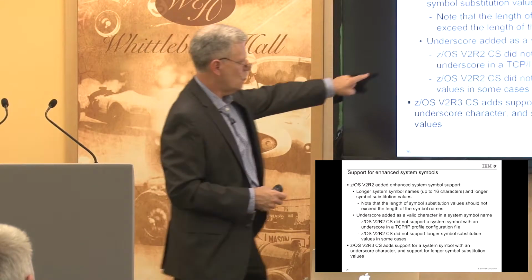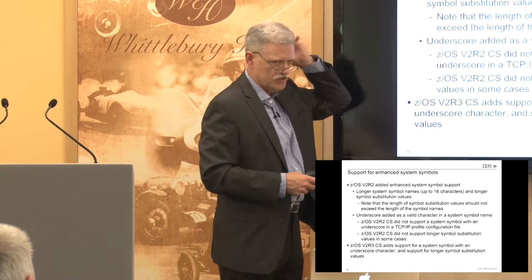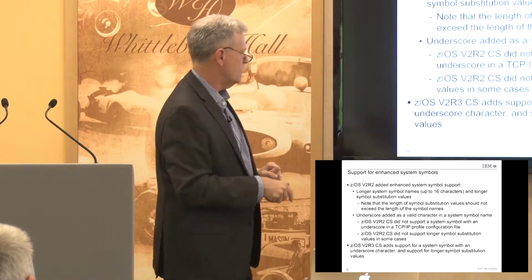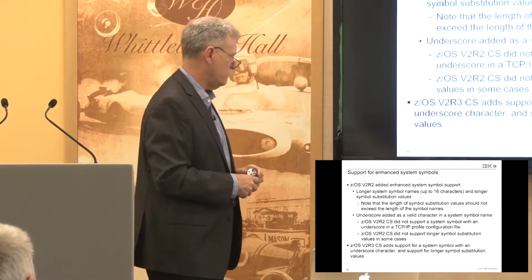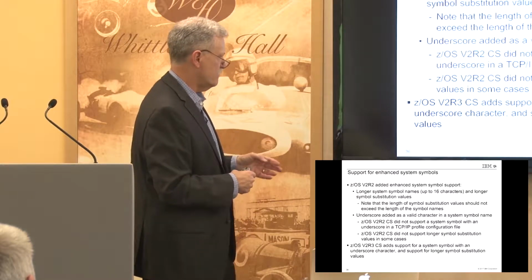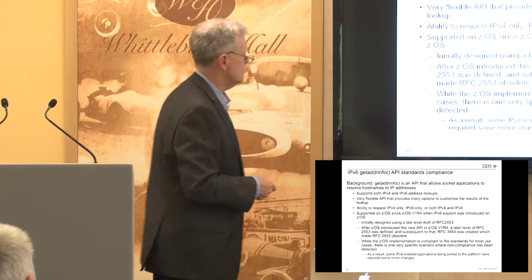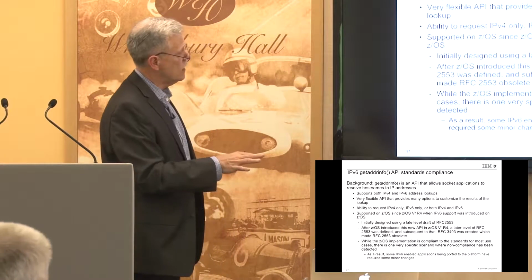So we fell short on a couple of the items in our longer system symbol support that our users said, I still need that capability. So in 2.3, we've closed that gap. z/OS 2.3 adds support for system symbols with an underscore character and for longer symbol substitution. So that was added in 2.3.